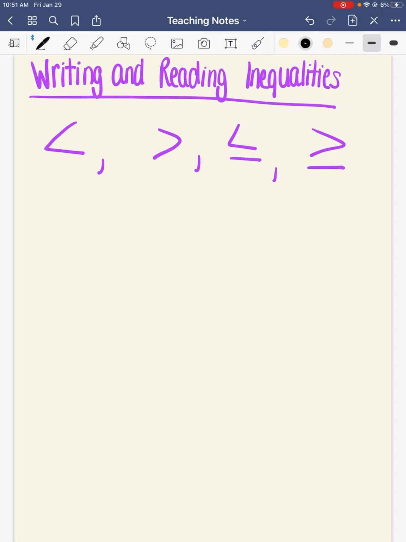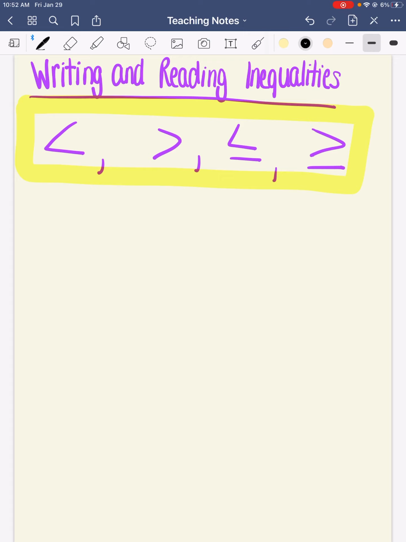Hi guys, today we are going to start talking about inequalities. These are the symbols that you're going to see with inequalities. The big difference between an equation and an inequality is that inequalities are going to have these symbols attached to them, as opposed to an equation that's going to have just an equal sign.